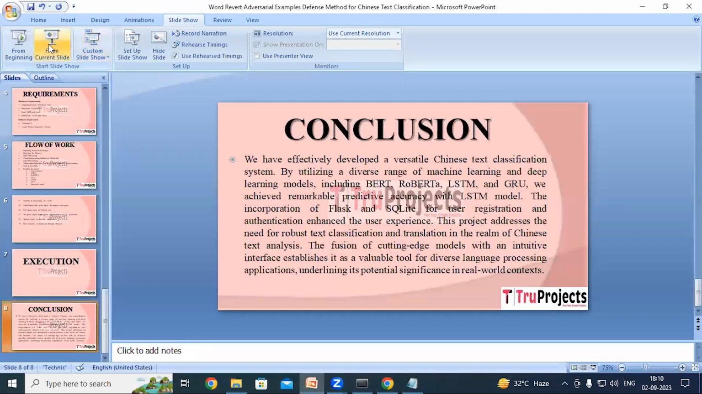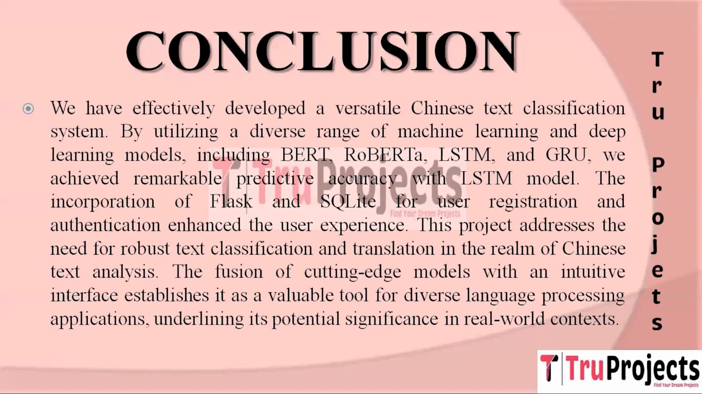So the conclusion here is an adaptable Chinese text classification system has been successfully created. With the help of a variety of deep learning and machine learning models such as LSTM, GRU, Roberta, BERT and others, we were able to achieve LSTM models' remarkable predictive accuracy. For user registration and authentication, the use of Flask and SQLite improved the user experience. This project tackles the issue of accurate text classification and translation in the context of Chinese text analysis.